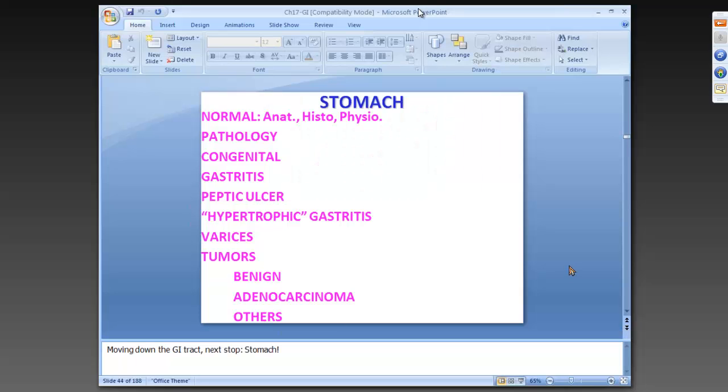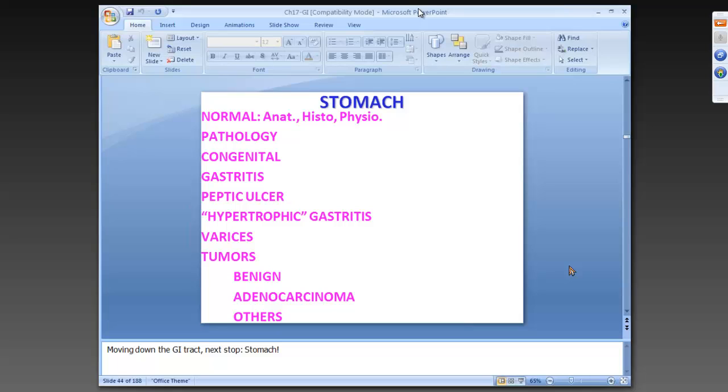Now let's go to the stomach. You should know the normal anatomy, histology, and physiology of the stomach from your anatomy, histology, and physiology class, so we're not going to go over that. We're going to be dealing with the pathology. Pathology-wise, you should think about congenital diseases, gastritis, peptic ulcer, hypertrophic gastritis, varices, tumors, benign tumors, adenocarcinomas, and others. And as my comment there, it's just a comment to keep you awake.